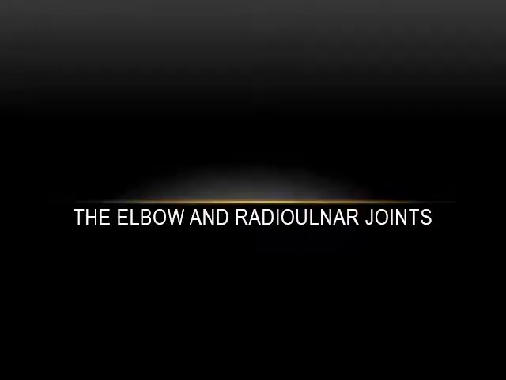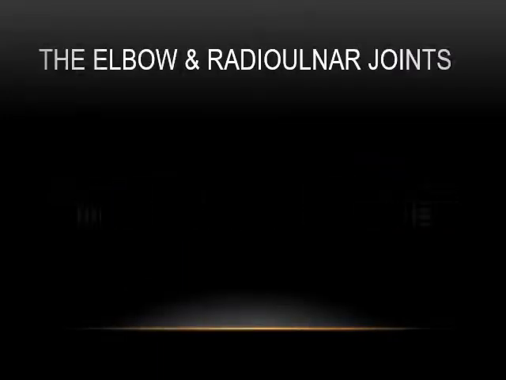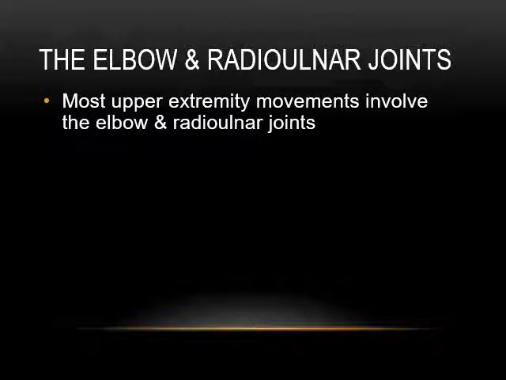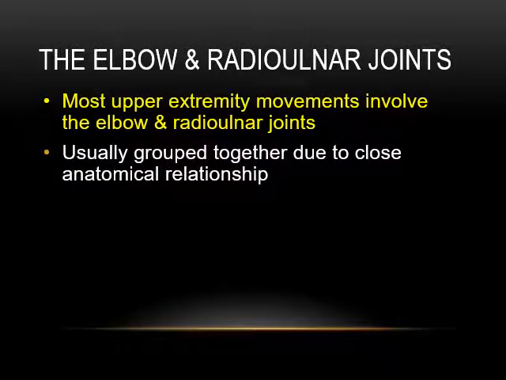So here we're going to be looking at the functional anatomy of the elbow and radial ulnar joints. A couple of quick points and background about the elbow and radial ulnar joints. Obviously, we know most upper extremity movements involve both of these joints. They are usually grouped together due to their close anatomical relationship.